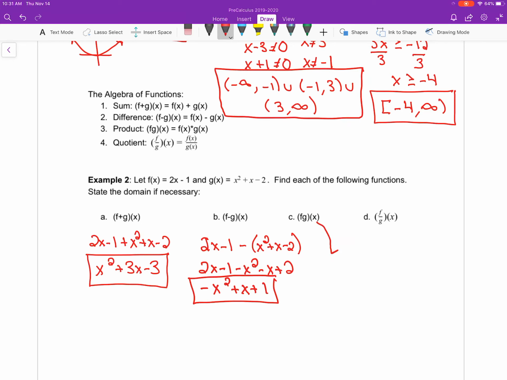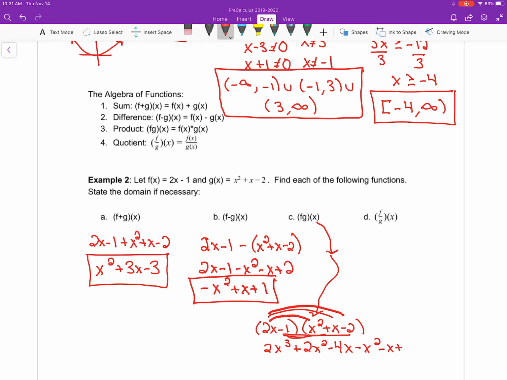F of x times g of x is just multiplying everything together. Actually, I'm going to come down here and do that. So 2x minus 1 times x squared plus x minus 2. So that is foiling to every term. So we get 2x cubed plus 2x squared minus 4x. Then we have to do it again with the 1. Minus x squared minus x plus 2. So our final answer is 2x cubed plus x squared minus 5x plus 2.